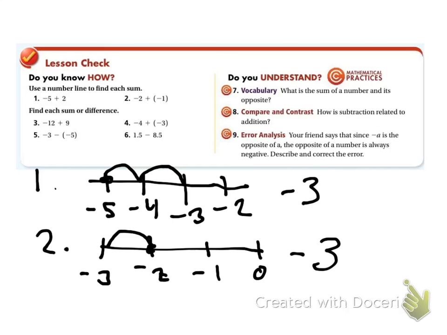And then find each sum or difference. And I'm running out of room. We'll go up top here. Number 3, -12 plus 9. Since -12 is bigger, I'm going to expect to have a negative answer. So I get -3. Number 4, I have two negative numbers adding together, so my answer should be negative. -4 plus -3 is -7.